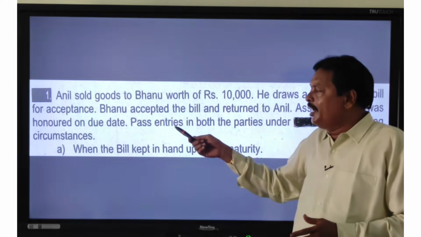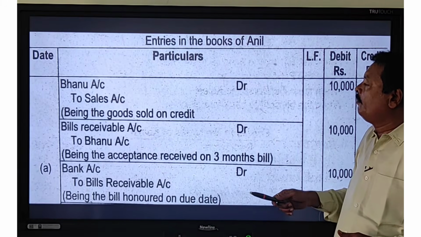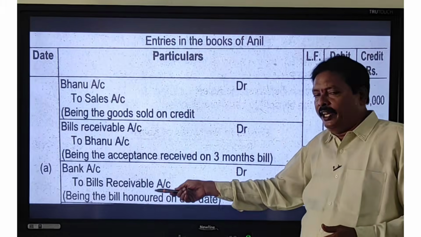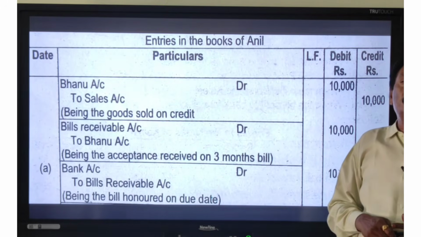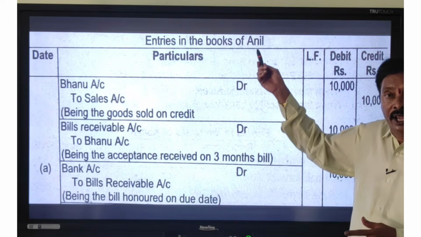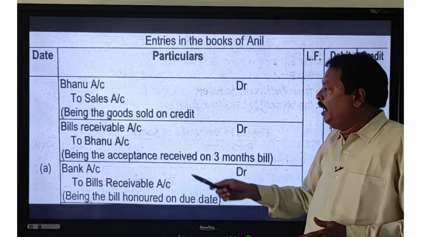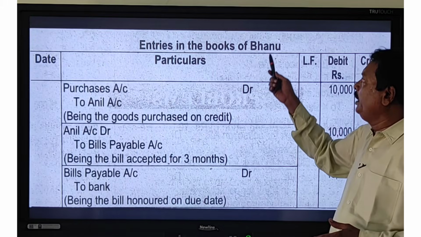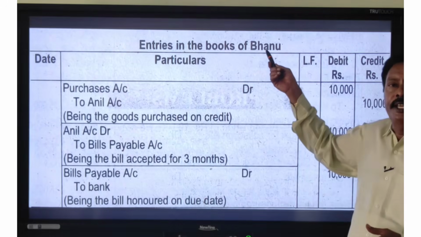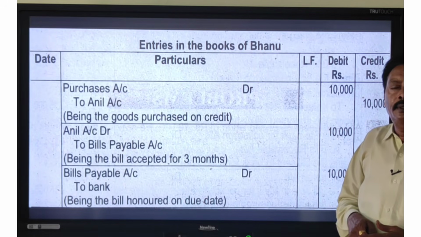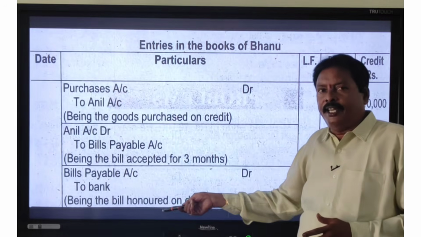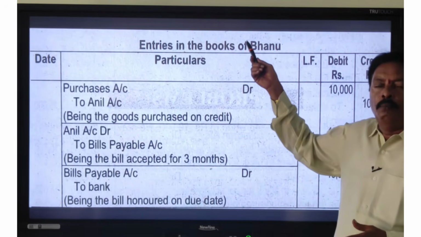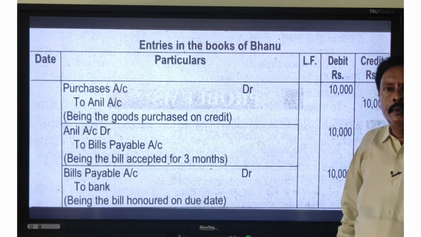For these 3 transactions, first of all write these 3 entries in the books of Anil, who draws the bill. He is the drawer of the bill. At the same time, Banu is the drawee of the bill. For these transactions, here also write 3 entries in the books of Banu, the drawee.